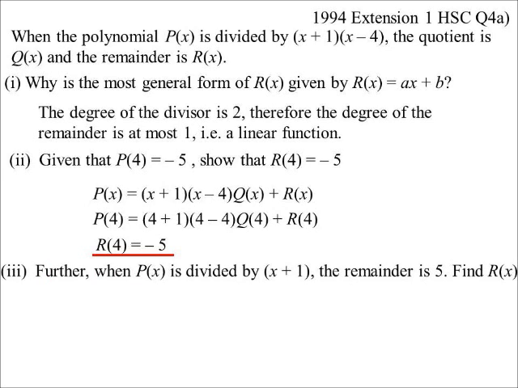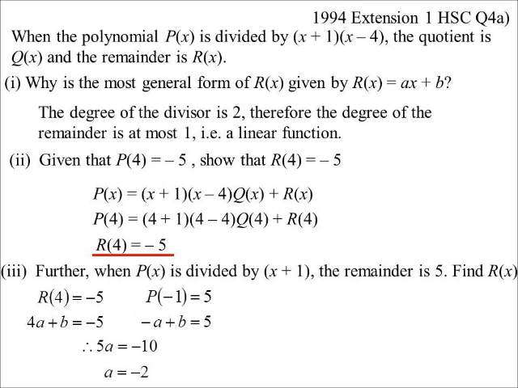Further, when the polynomial is divided by x plus 1, the remainder is positive 5. Go and find the remainder. Okay. Well, we now know remainder of 4 is negative 5. That's what we just worked out. So 4a plus b is minus 5, because remember, the remainder is ax plus b. Polynomial of minus 1 is equal to 5, because they told us now that when it's divided by x plus 1, the remainder is 5. Sub that in, I get minus a plus b is positive 5.